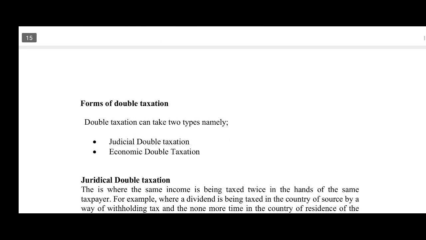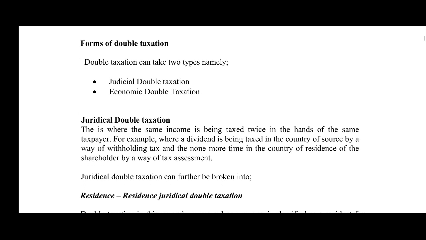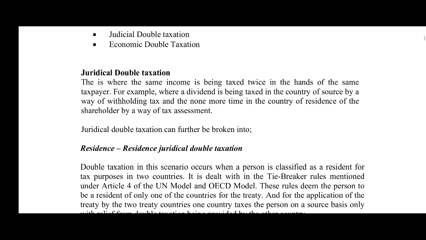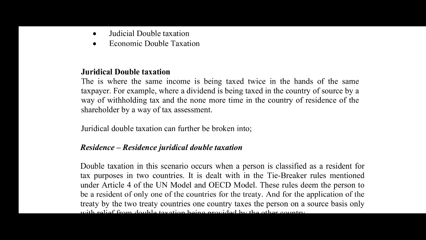So what are the forms of double taxation that there are? There are two types of double taxation which you need to know about. The first is what we call juridical double taxation, and we have the economic double taxation. Juridical double taxation is where the same income is being taxed twice in the hands of the same taxpayer in two different jurisdictions.